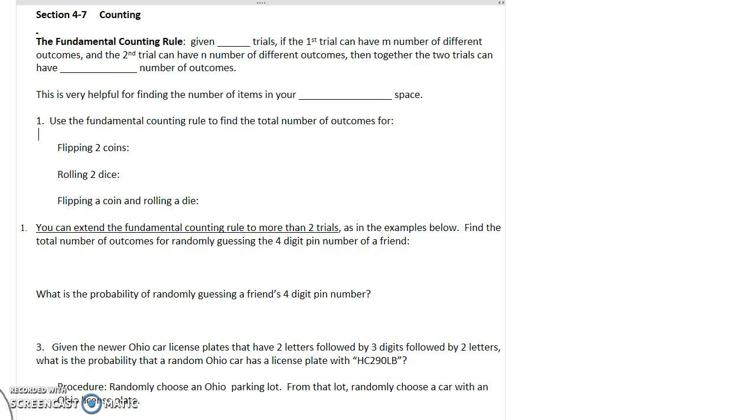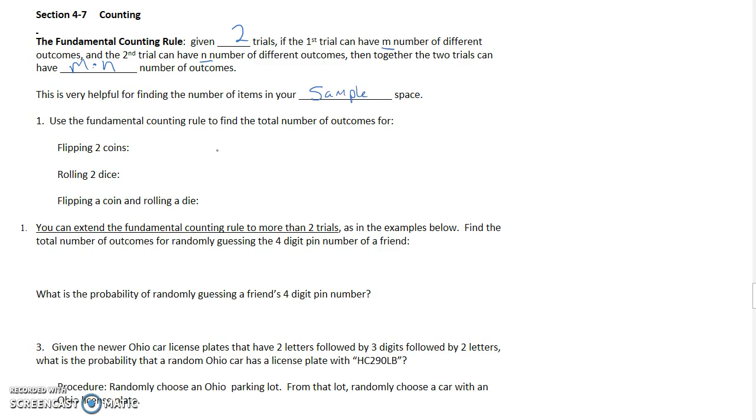Okay, so the last thing we're going to be talking about in terms of probability is counting principles and factorials. The first thing we're going to talk about is called the fundamental counting rule. It says, given two trials, the first trial has m different outcomes, and the second trial has n outcomes. The number of different outcomes the two trials can have together is m times n outcomes. This is very helpful for finding the number of items in your sample space.